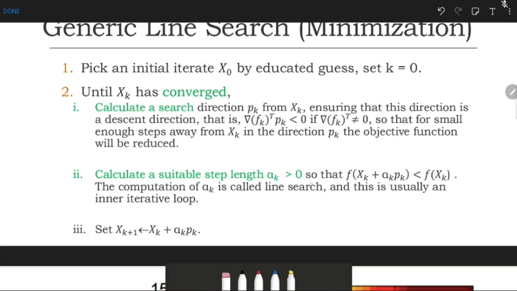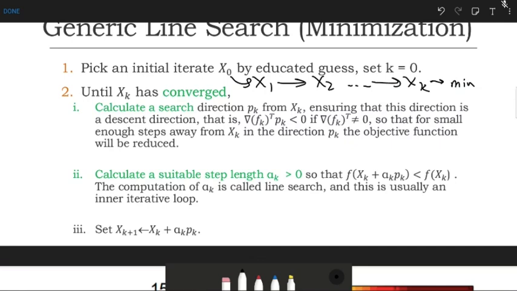Until xk has converged. Okay, what we're doing, we're iterating. So from x0 we're going to x1, we're going to x2, and so on till xk. So until xk converges to the minimum, wherever the minimum point is, it has to go till there. I mean, exactly, it's not possible. Maybe we'll see.